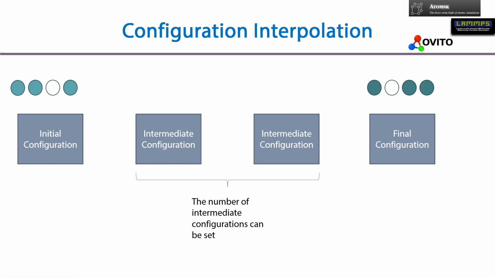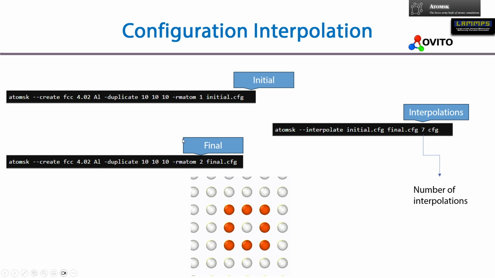In different cases you might need to work with vacant spaces, or how atoms move within the vacant spaces, and in such cases configuration interpolation will help you. You have an initial configuration, and you define the final configuration. Then you can generate a number of intermediate configurations, which you can set by code. I will show you the code now.